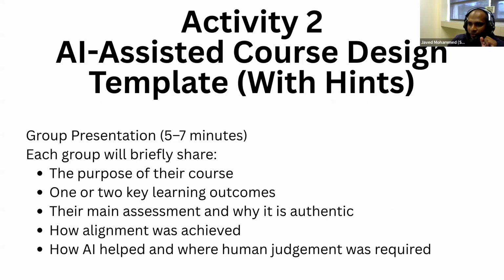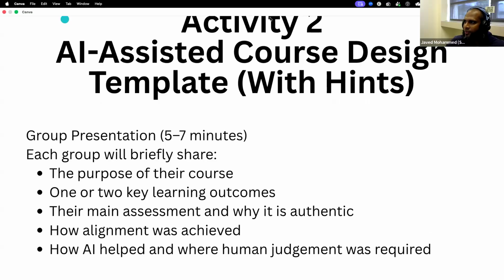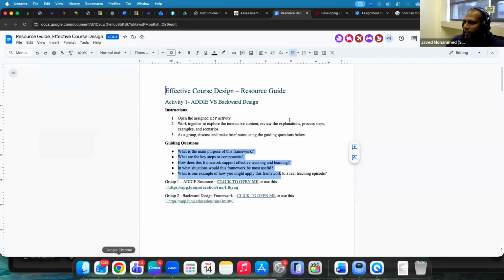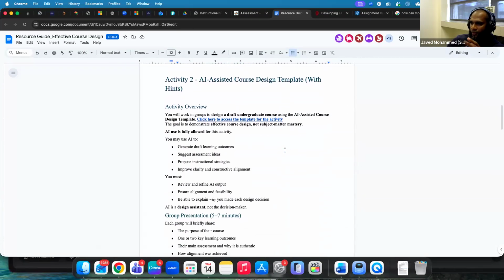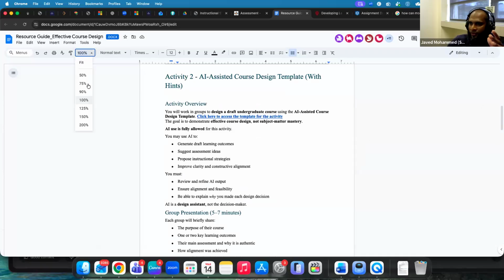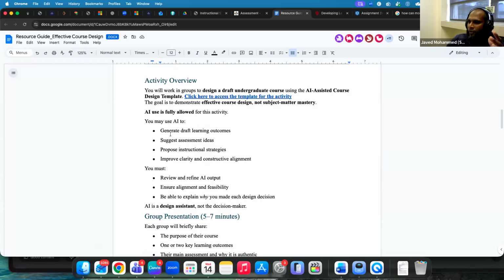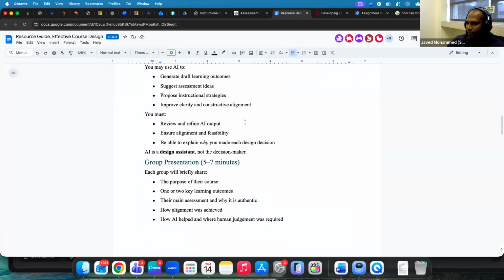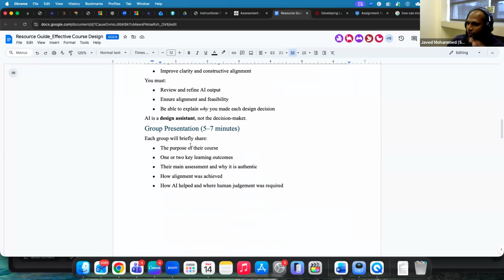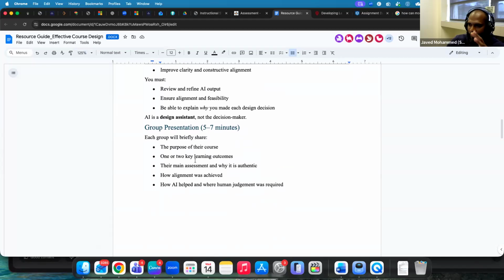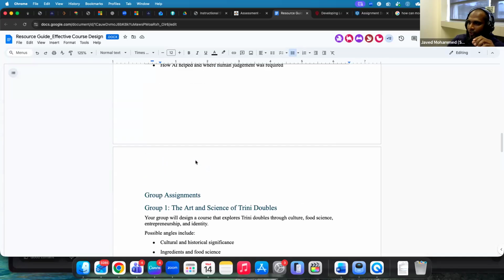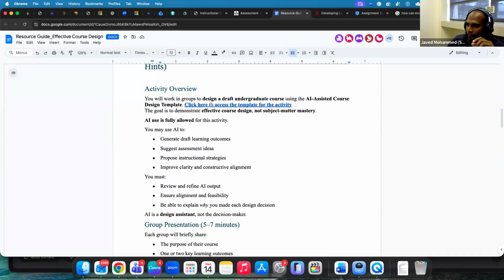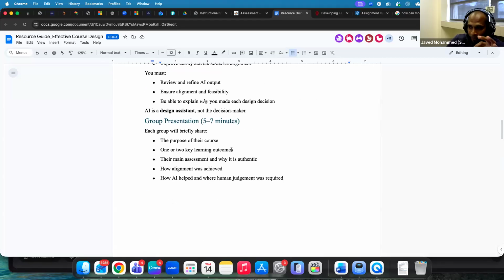Group 1 would have a topic and group 2 will have another topic. Let me just pull up that document so you don't get confused. So here we have the activity. You may use AI anywhere. Each group will briefly share, so you're going to come back in the presentation to the main session and talk about these things. Well, at least have that in mind. But the main thing you're going to do is complete this document here. Access the template. You're going to populate that template.